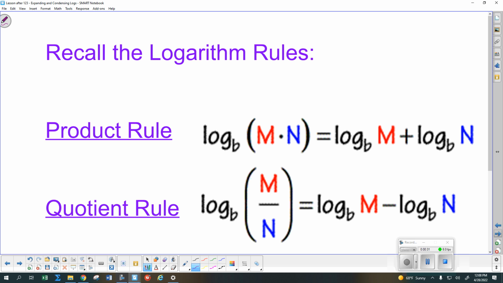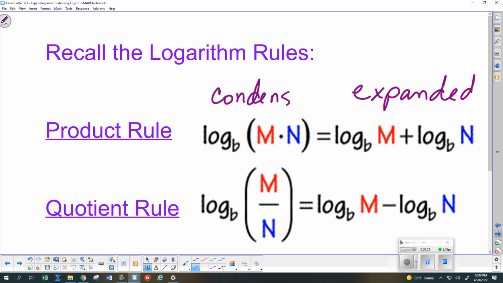So our starting place is to remember our logarithm rules. When it's written out, where it's one thing plus or minus another thing, so it looks longer, that is the expanded form. And the shorter one, where we put them all together as just one log, is the condensed form. And we can go either way.